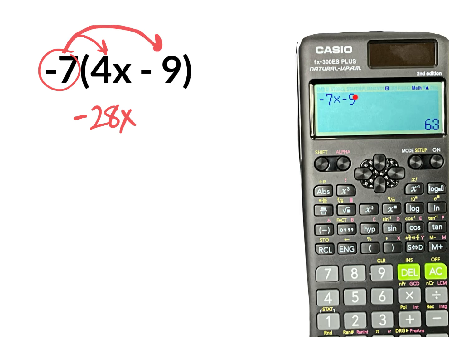Negative 7 times negative 9, positive 63. Now, it doesn't say plus 63. It says 63, but if you just put a 63 right there, that's going to look weird. You have to put the positive because it's a positive 63. It's a plus sign. Pretty simple, right? Especially with the calculator. So you guys have calculators, please use them so you don't mess up on these simple multiplication problems.